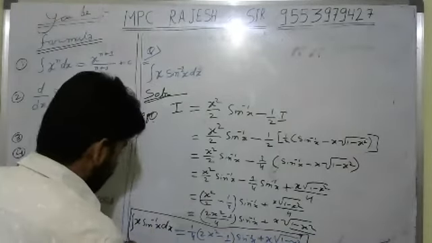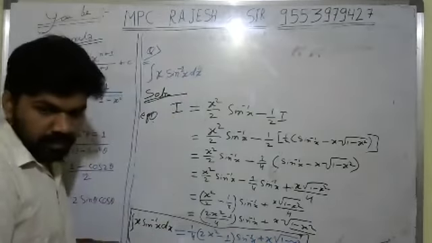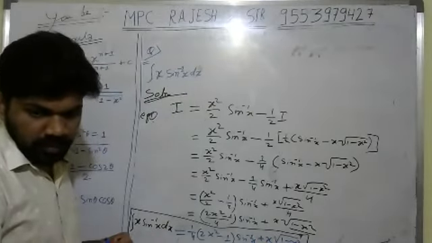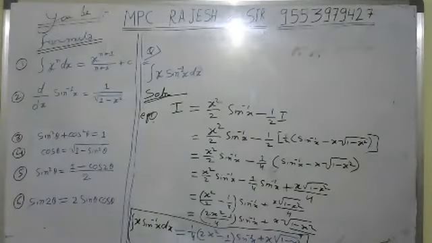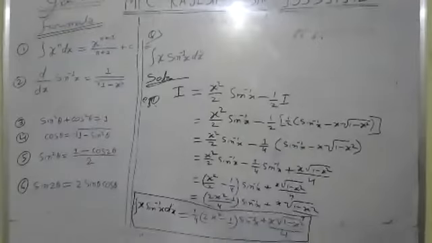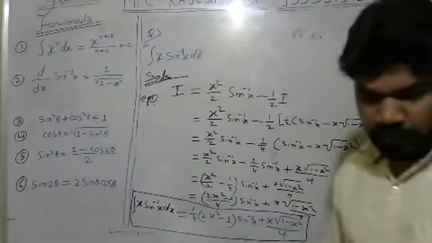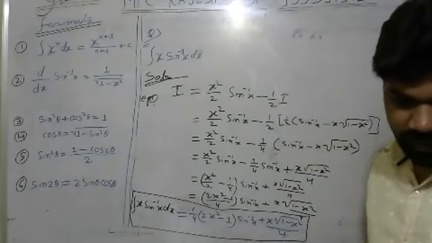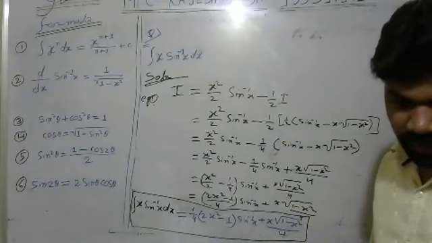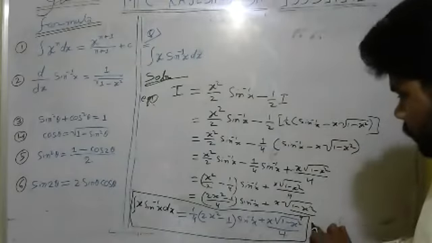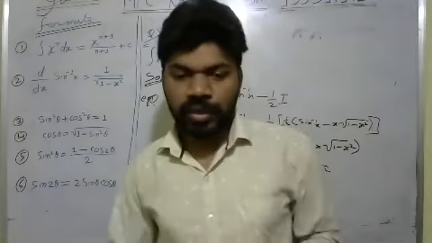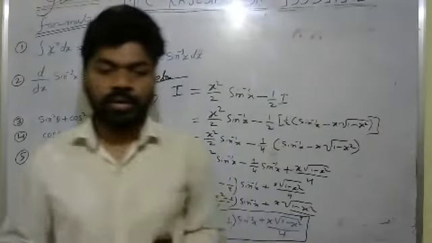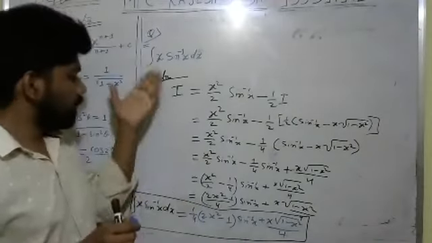Many students have difficulty in this question. Yeah, is it clear? Integral of x sine inverse x dx is equal to 1 by 4 of 2x square minus 1 sine inverse x plus x root under 1 minus x square by 4. Yeah, this is the final result. So many students have doubts in this type of question. So we clear all the doubts.